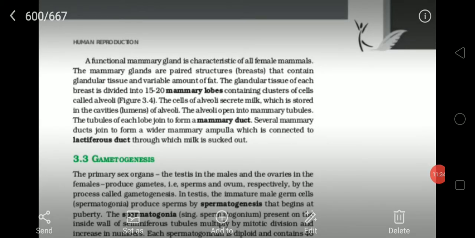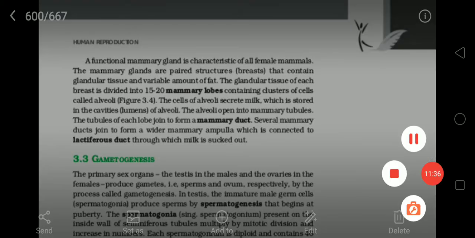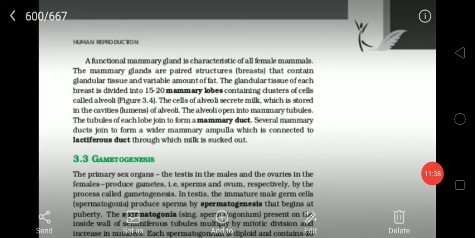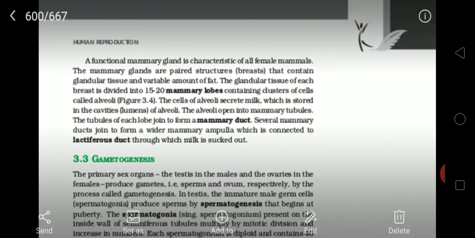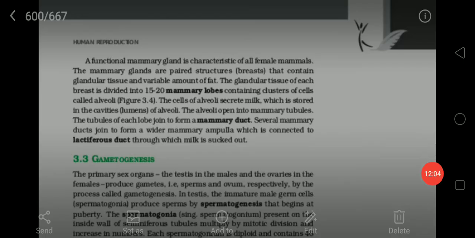Now the next topic is gametogenesis. Gametogenesis is what? The formation of gametes, female gametes and male gametes. Female gamete is ovum and male gamete is sperm. So the formation of ovum is known as oogenesis and the formation of sperm is known as spermatogenesis. So gametogenesis we will take in the next session. Thank you.